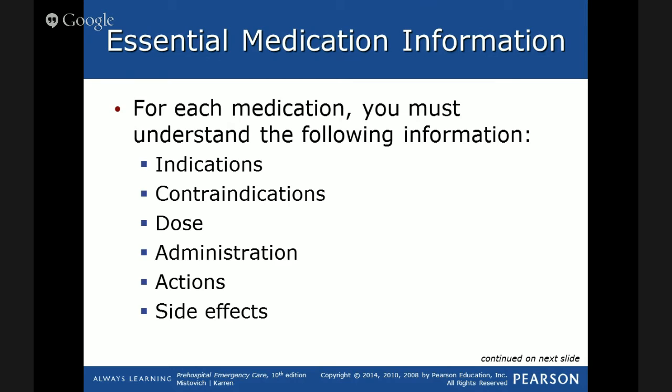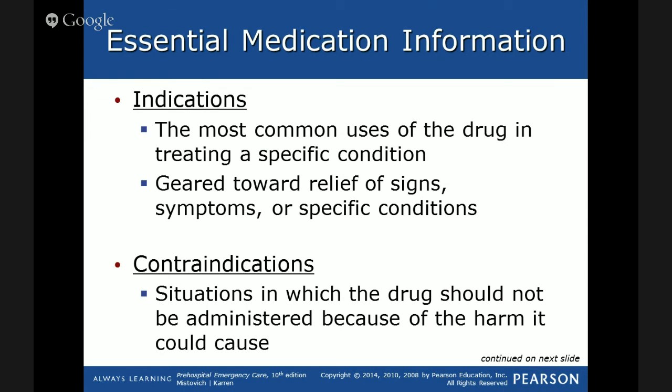So the information that you need to know and understand, in addition to the names, how they come and how they're given, is going to be the indications, contraindications, dose, the route of administration, actions, and side effects. And you get something here later on today for you to work on at home that's going to help you understand all of those. So, indications.